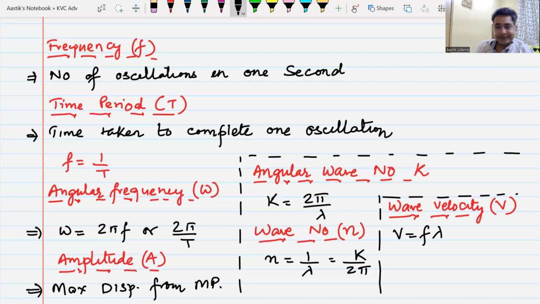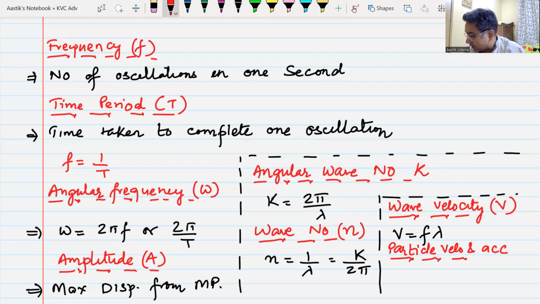Yes, sir. Okay, that is one thing. We have one more thing which is known as the particle velocity and particle acceleration. What is this particle velocity and particle acceleration?